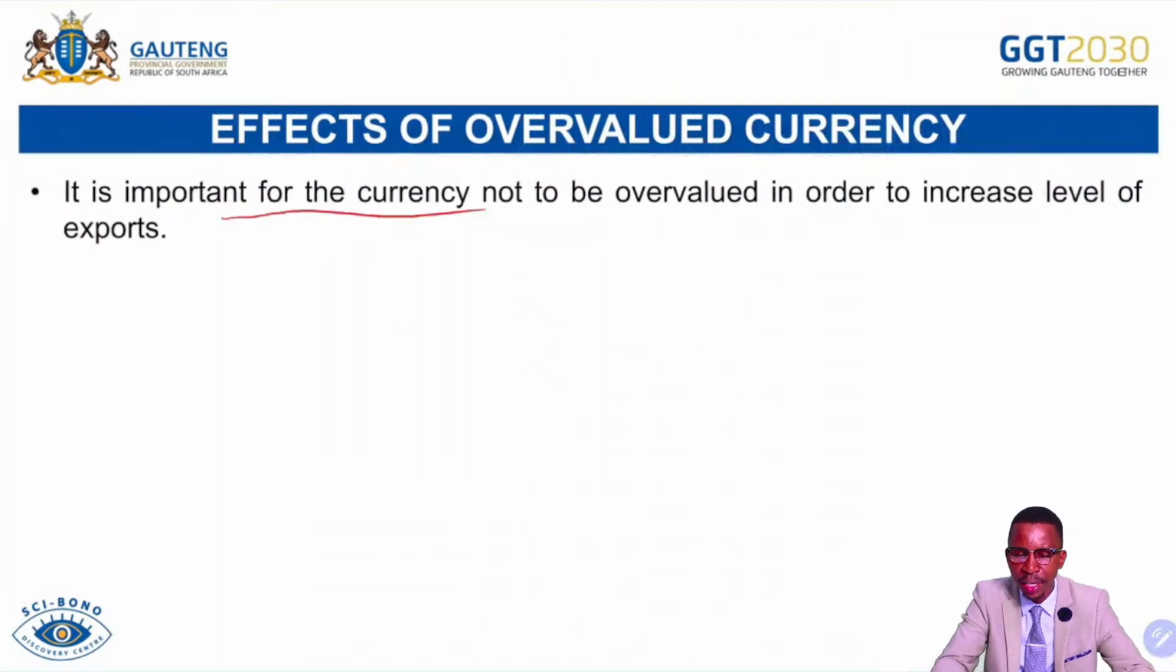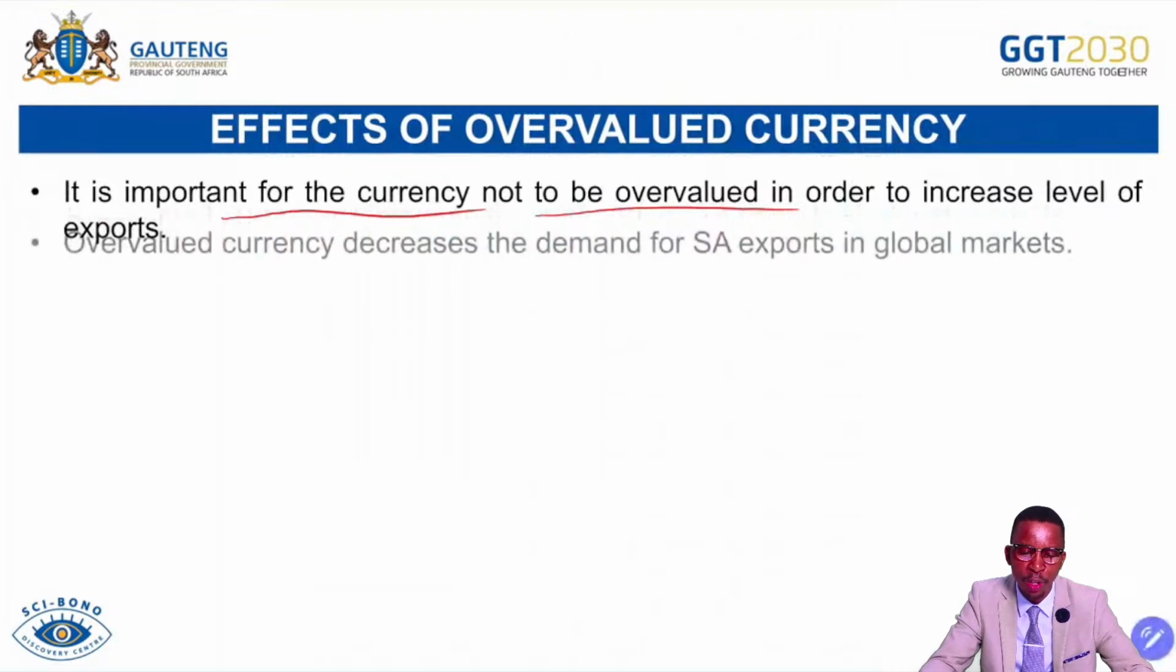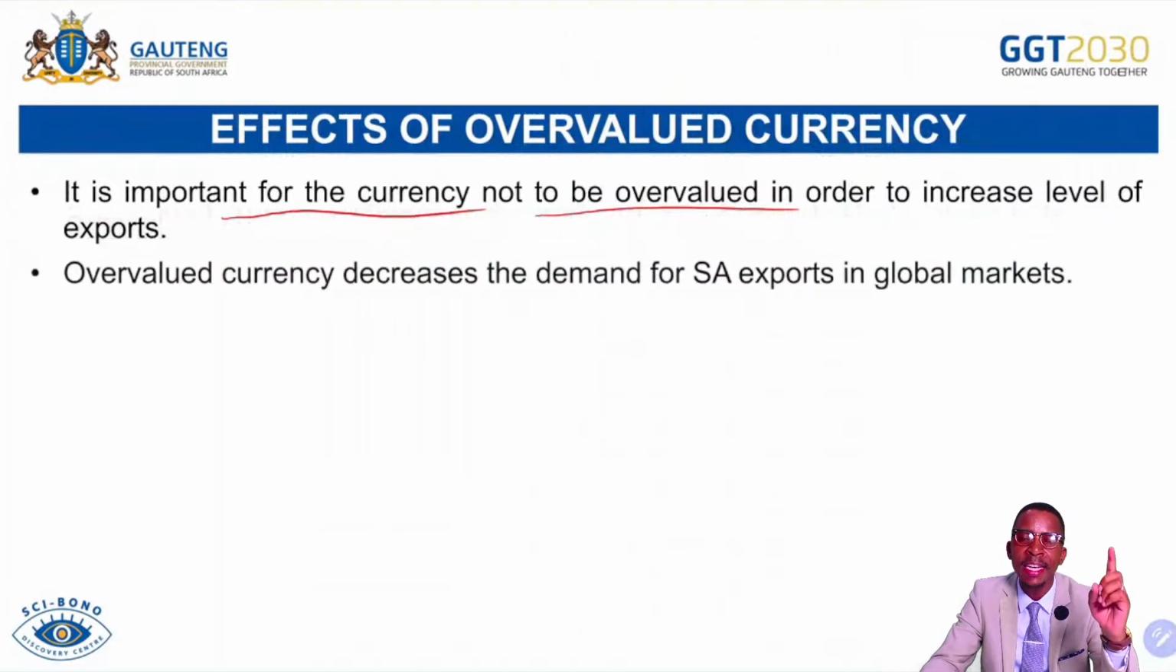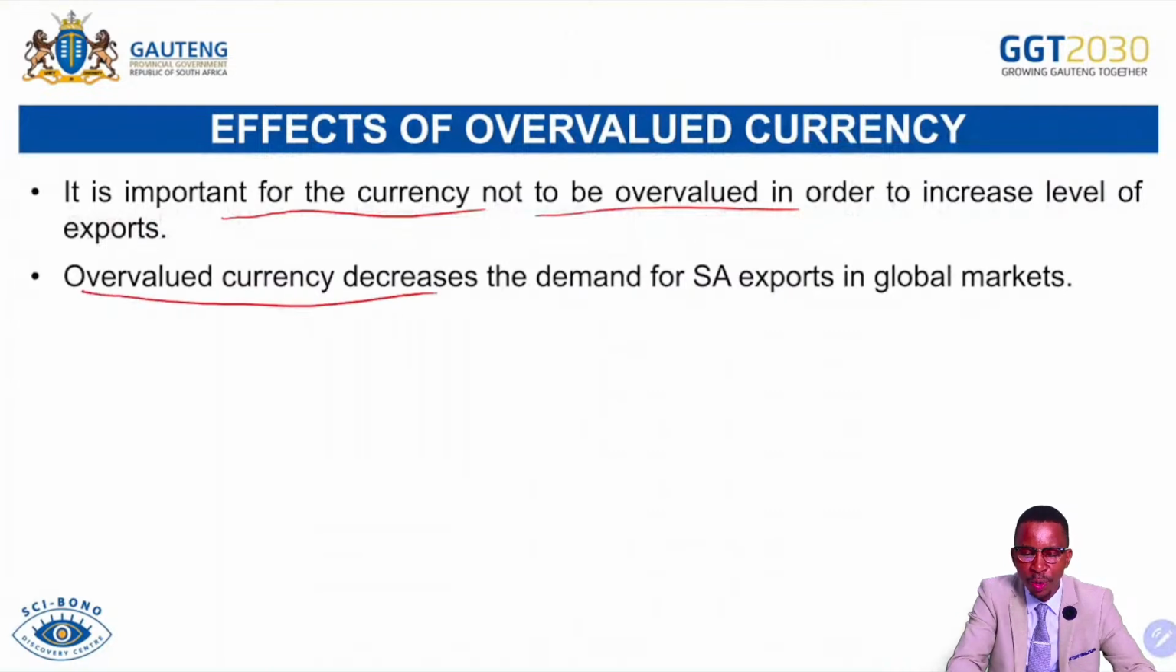It is important for the currency not to be overvalued in order to increase the level of exports. Remember, it is very important to note that if goods are becoming expensive abroad, foreign consumers might find perfect substitutes for them and not demand our exports, which will then be bad for the BOP. An overvalued currency decreases the demand for SA exports in the global market.